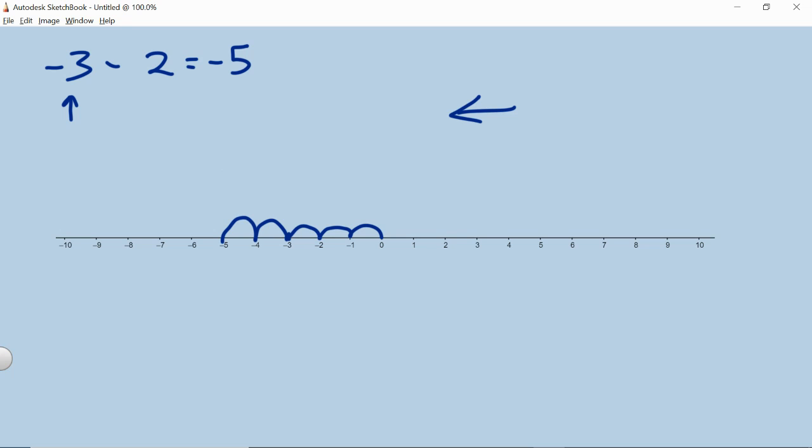So always ask yourself the 2 questions. Where do I start? That is your first number. Where am I going? That depends on the sign and the number that you are subtracting. Subtracting 2 means we went to the left, and that's why we got negative 5. Let's try a couple more.